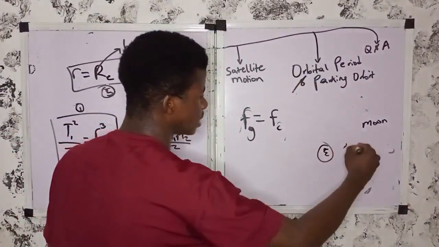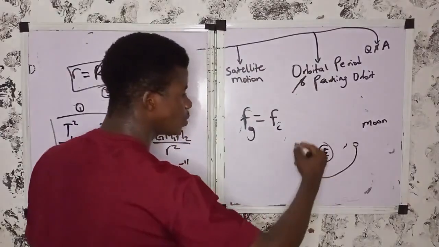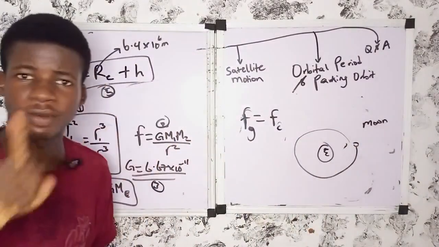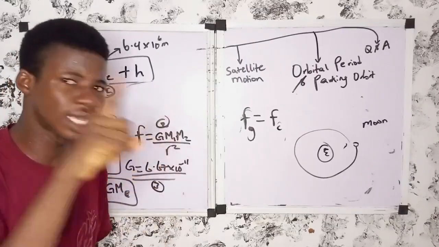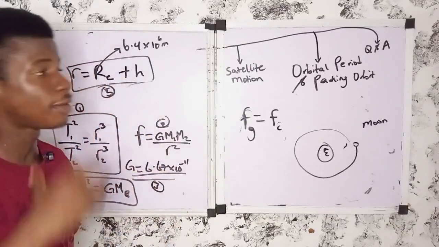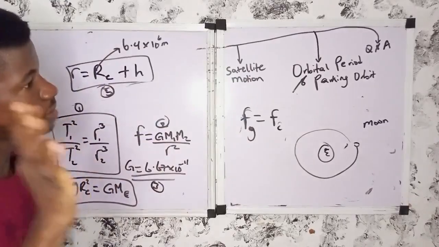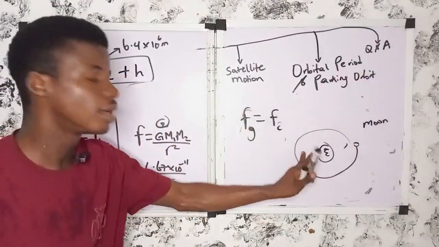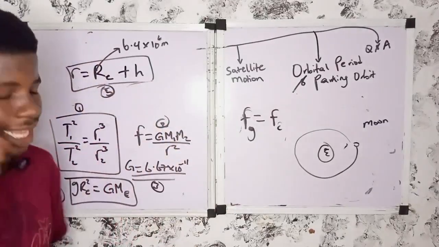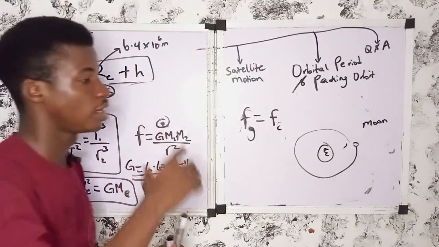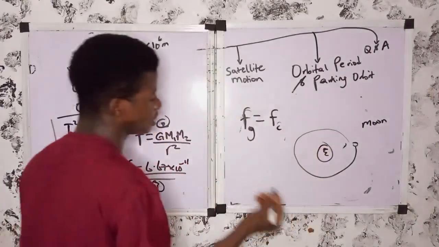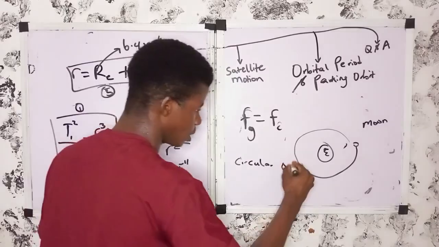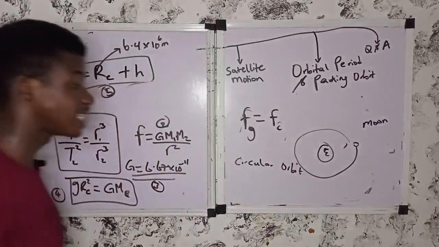This is the Earth and this is the satellite. Satellites are usually revolving around the Earth at a constant speed. Now, please let me tell you guys something. Satellites either orbit in a circular orbit. It's very important. Satellites either move in a circular orbit.